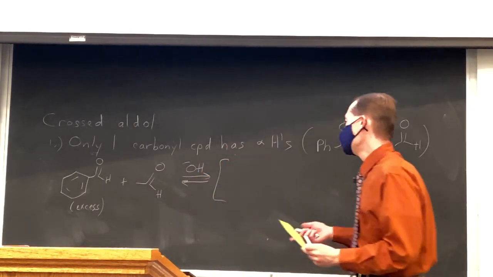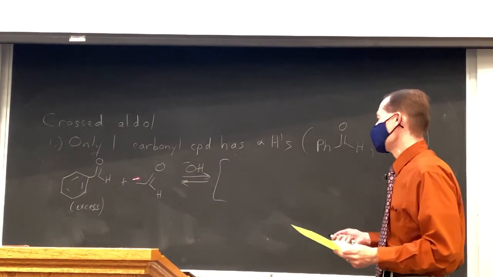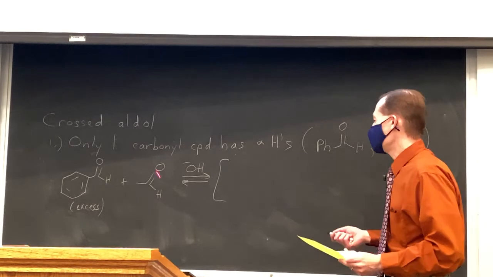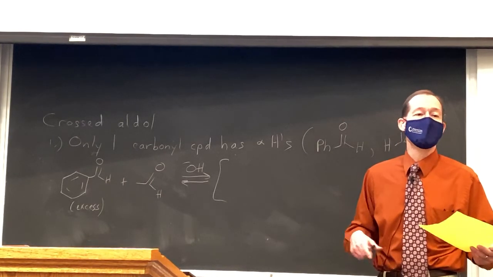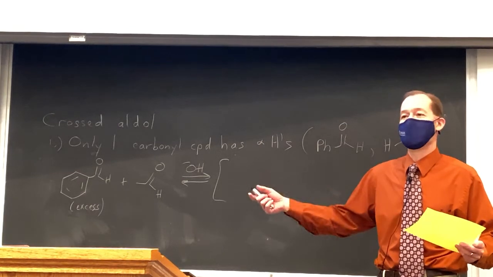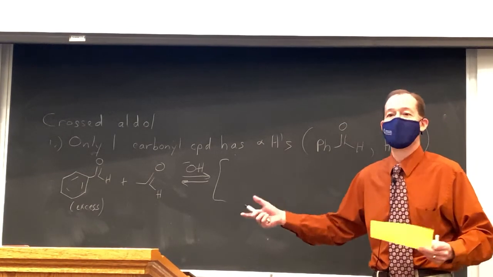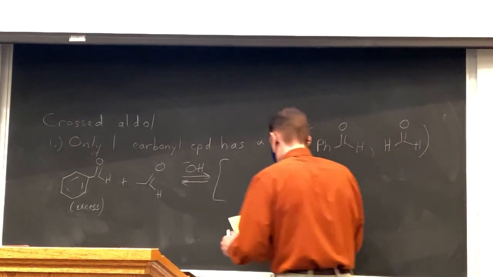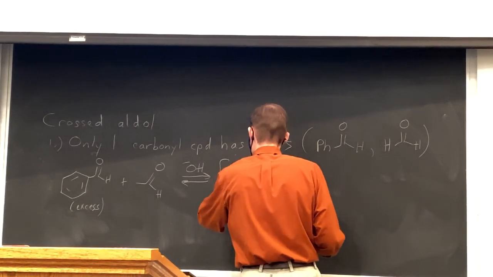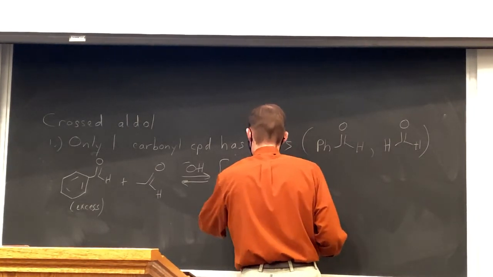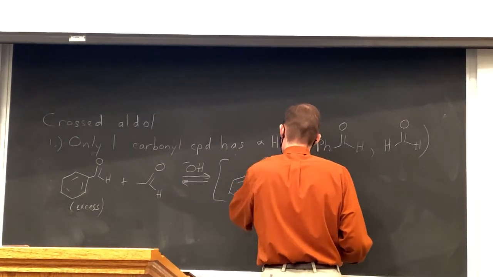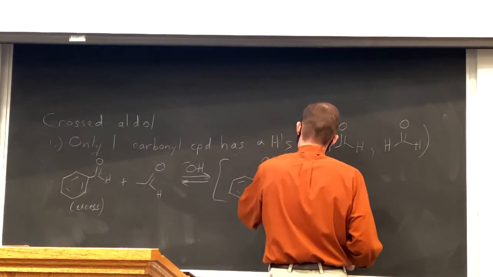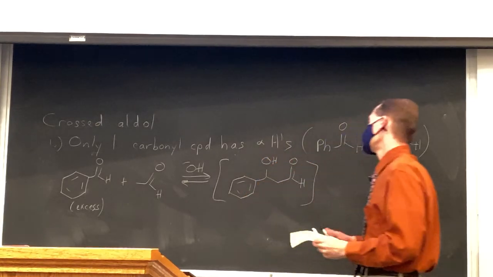We only have 1 enolate that we can make. We make a small amount of it. So while it could react with itself, if we have a large enough excess of benzaldehyde, it's going to react with benzaldehyde much more rapidly due to that higher concentration. So that would allow us to obtain a single aldol product, a single crossed aldol product, okay, which would look like this.